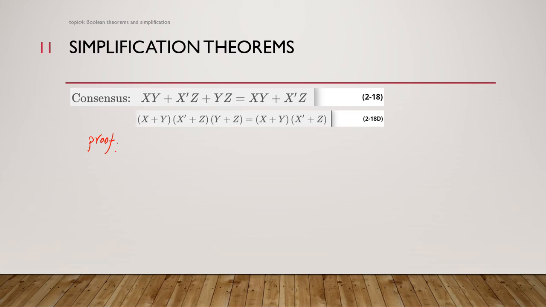Again, we start from the left side of the first one. We don't have to verify the second one, as long as we can verify the first, the original one. So to prove this, we need to first do this. x and y, or x prime z, or y and z. Here we change it a little bit, so we put this as 1 and y and z, because any variable and 1 equals itself.